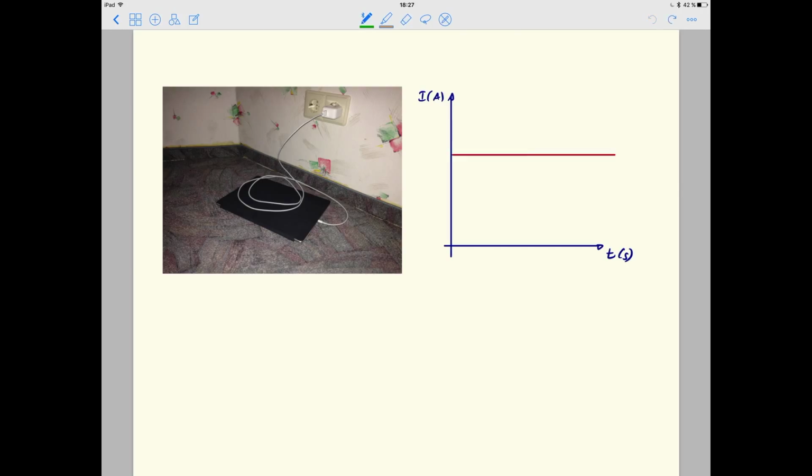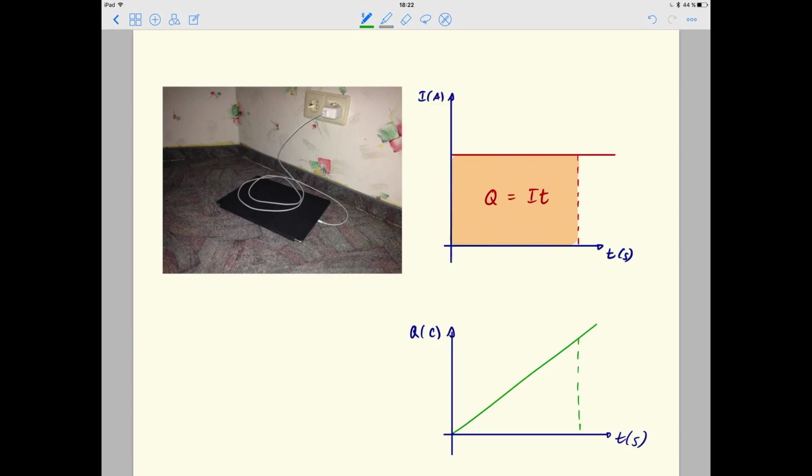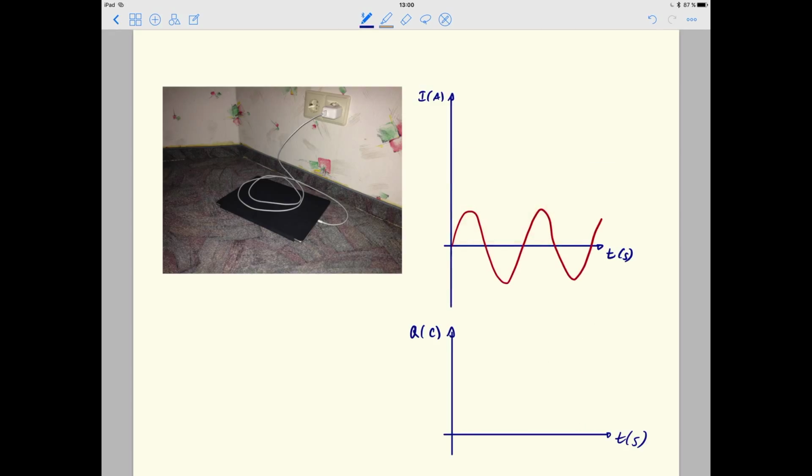In the simplest case, the current is constant, and the charge is simply the area of the rectangle, I times t. And if the current is alternating in a sinusoidal fashion, as in a power outlet, the charge transported is behaving like a sine curve as well.